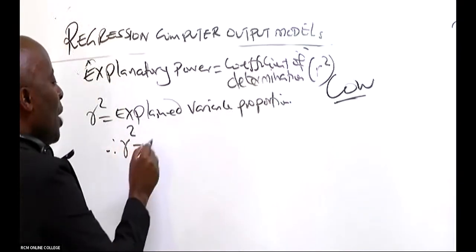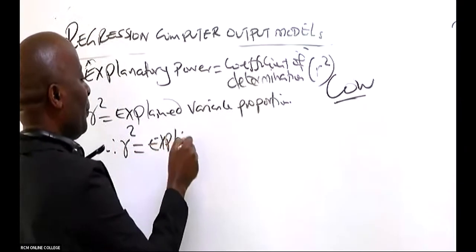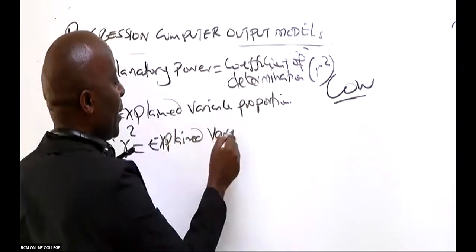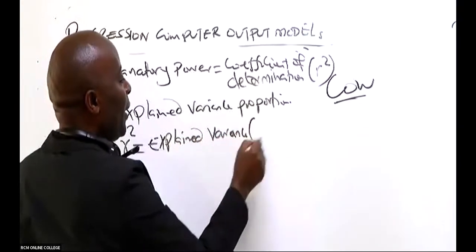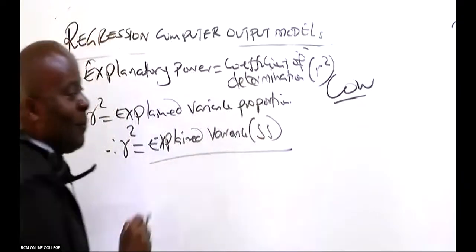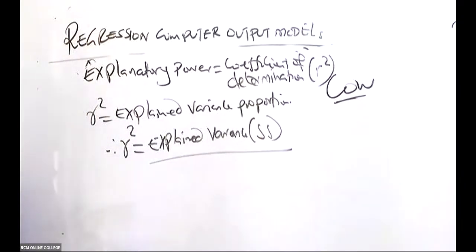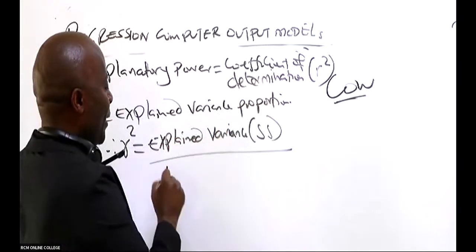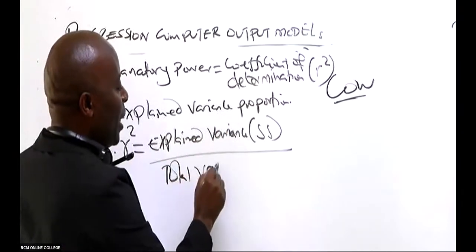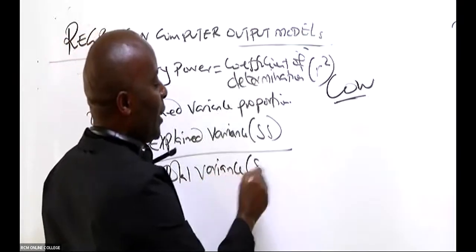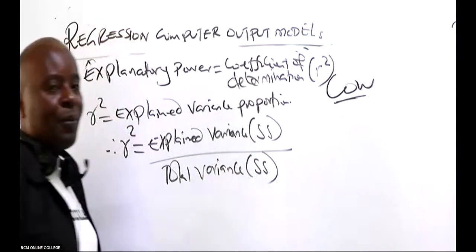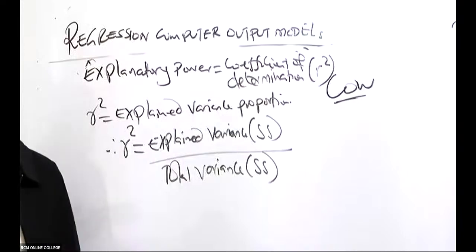Therefore, my R squared will be explained variance, in terms of sum of squares, not mean, divided by the total variance in terms of sum of squares, times 100.